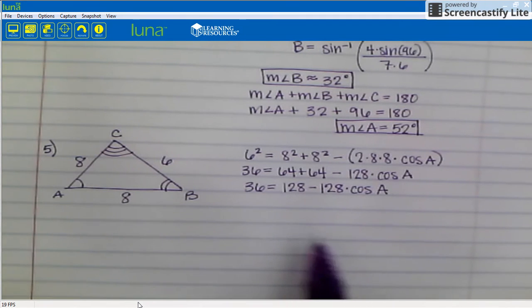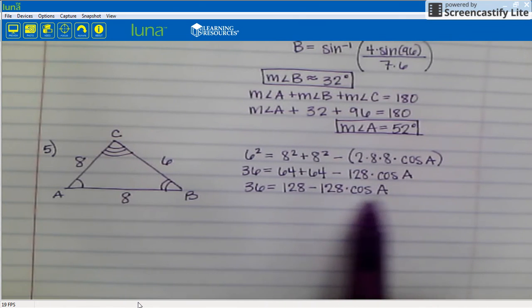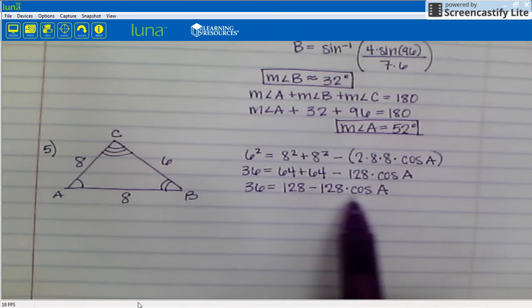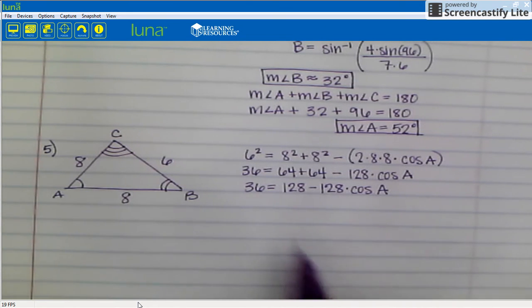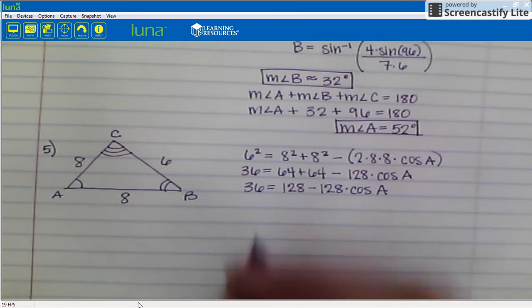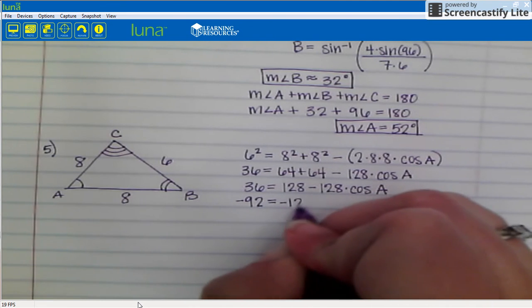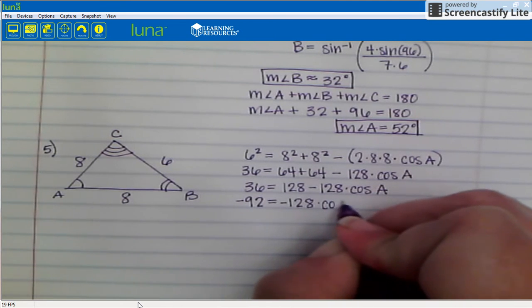Now the number one mistake that students make is they attempt to subtract these two, which you can't do because this 128 is being multiplied by the cosine of A. So these two are not like terms. You can't subtract them. All I can do at this point is subtract my 128 from 36, and this is going to give me negative 92 is equal to negative 128 times the cosine of A.